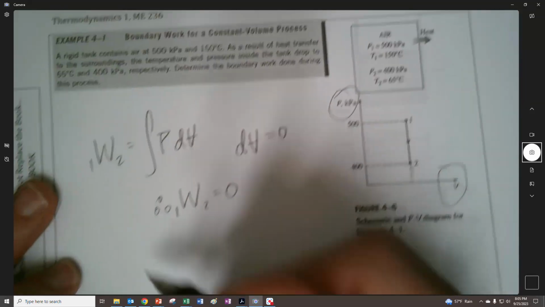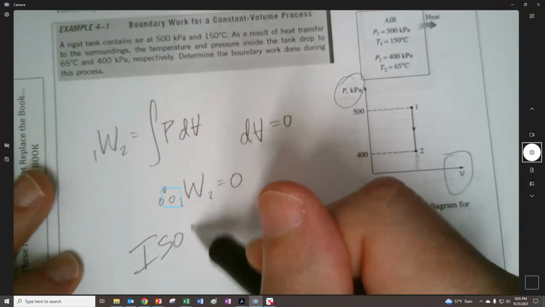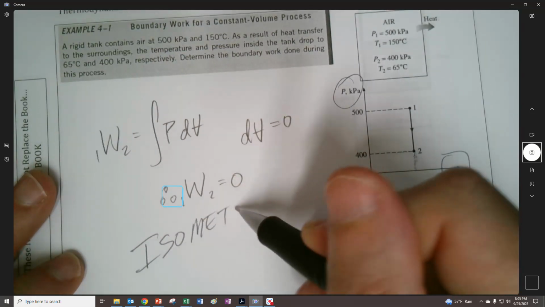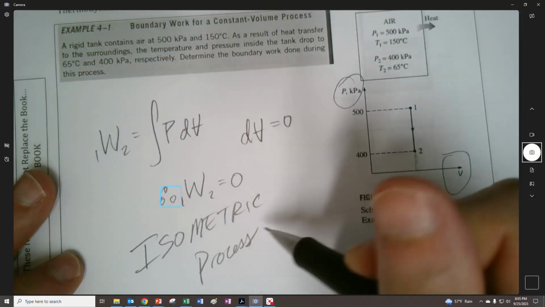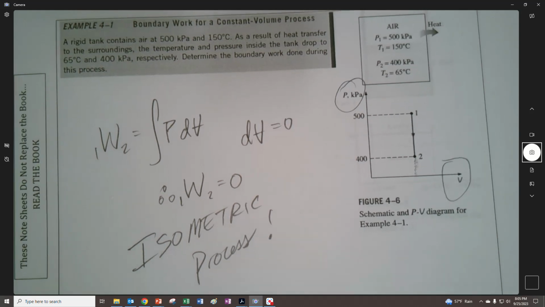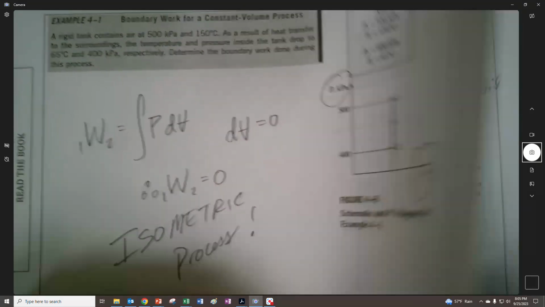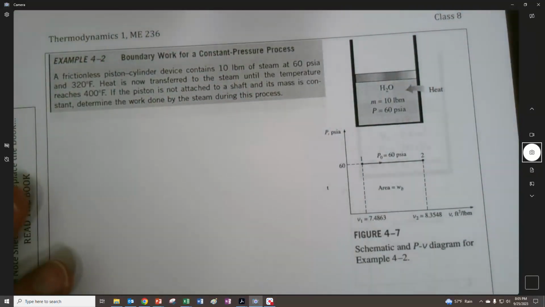So this is an isometric process. There's another name for it, I can't remember it offhand. And that's not unheard of, to have that type of process, or to model something as that type of process. That's probably more of an important phrase to say for your constant volume processes.